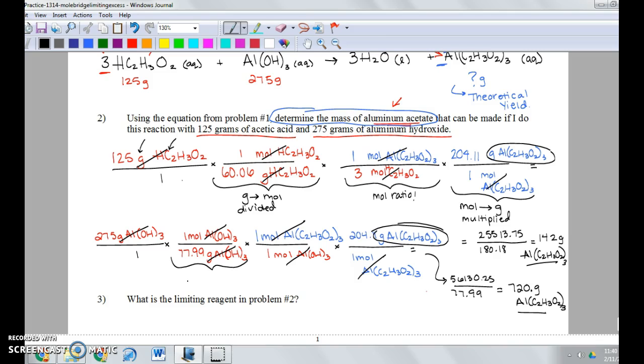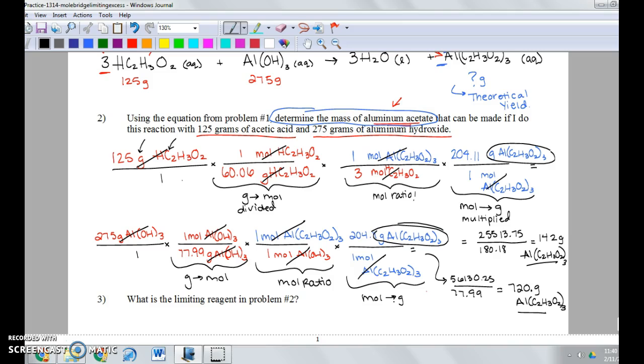Let's review how we got here. First, we converted from grams to moles by dividing by the molar mass. Then we took a look at our mole ratio, which told us for every 1 mole of AlOH3 that we react, we can make 1 mole of our product. And then finally, we converted here from moles to grams by multiplying by the molar mass of that new substance.